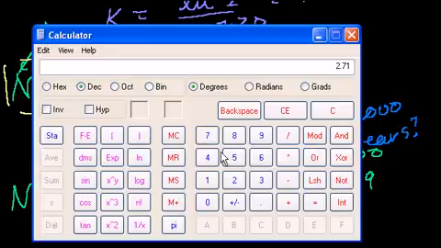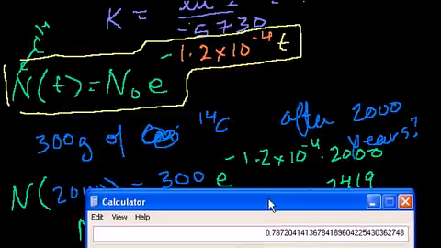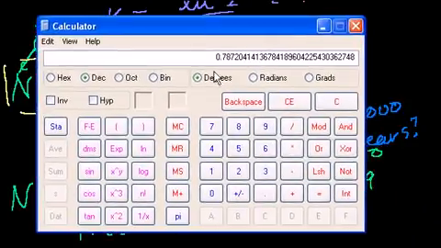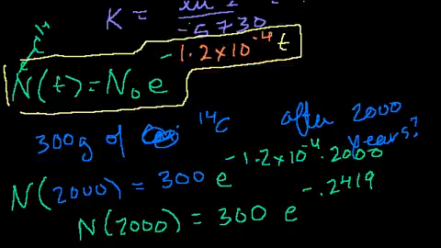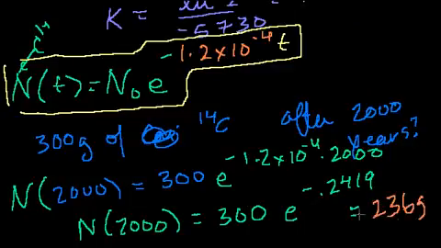I could keep adding digits, but I'll just do 2.71 to the negative 0.24, which is equal to 0.78 times the amount that I started off with, times 300, which is equal to 236 grams. So just like that, using this exponential decay formula, I was able to figure out how much of the carbon I have after kind of an unusual period of time, a non-half-life period of time.